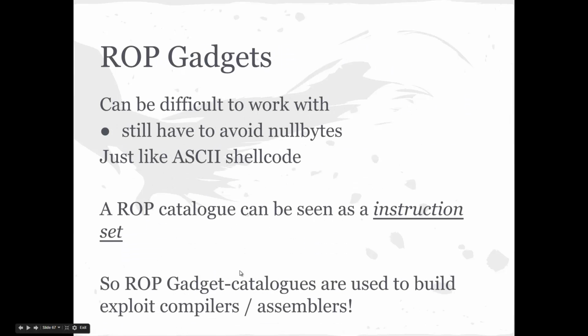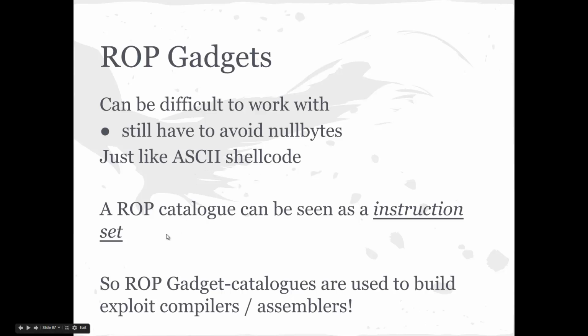So ROP gadgets can still be difficult to work with. You're passing in a series of addresses, and for 64-bit targets, it's very likely the upper parts of your address are going to have a lot of null bytes, and you won't be able to use many gadgets. So just like ASCII shellcode, if you're doing this in a buffer overflow, it's going to be a problem.